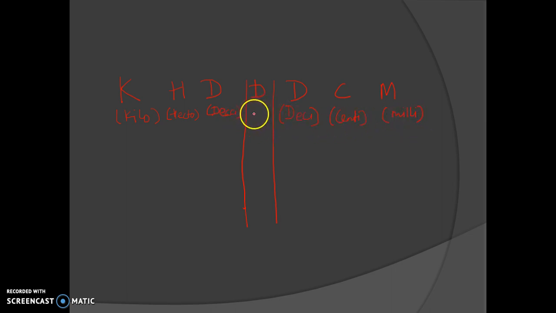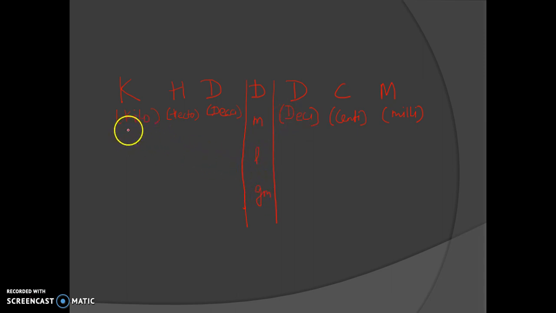So what's the base? Let's take care of the base. When you're measuring length, the metric unit for length is meters. And the metric unit for volume is liter. And the metric unit for mass or weight is gram. So we write this in the middle, that is meter, liter, and gram.